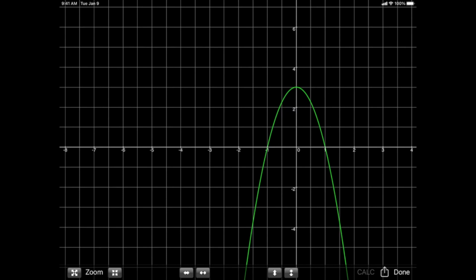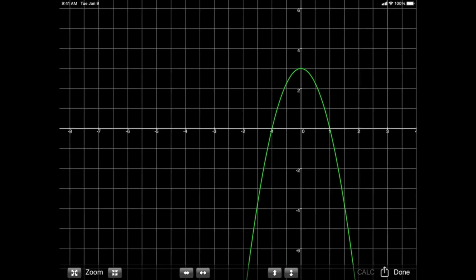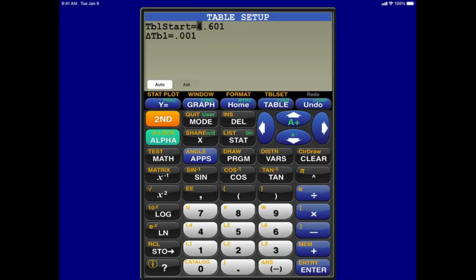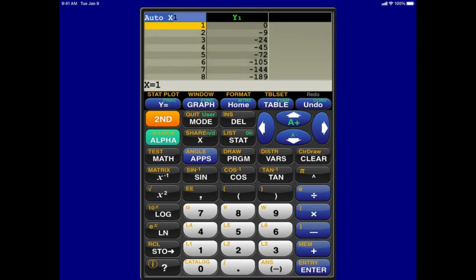Now, you can also use the trace function. The nice thing about my iPad is that I just put my finger on it, and I'm looking for the word 0. And it kind of locks in for you at negative 1 and at 1. For the table, let's go to second table set, and let's start at a whole number. Second table. And so then I'm looking for those numbers. There's 1, 0, and negative 1, 0.